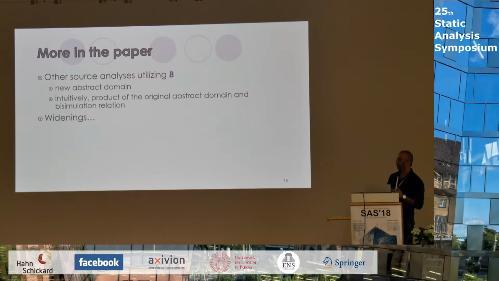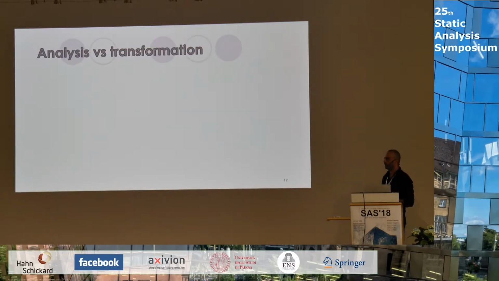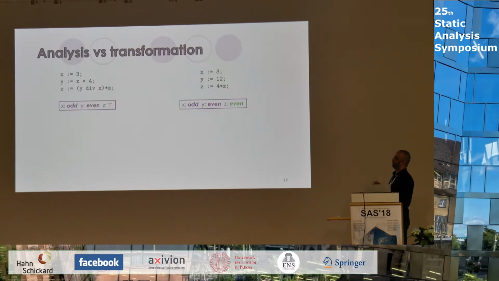At the end of this part of the talk, I can conclude that we show that bisimulations can capture the loss or gain of precision introduced by transformation. But we also were interested in what is really the difference between the analysis and the transformation. And to make more clear what it means, I think this is best understood through an example.